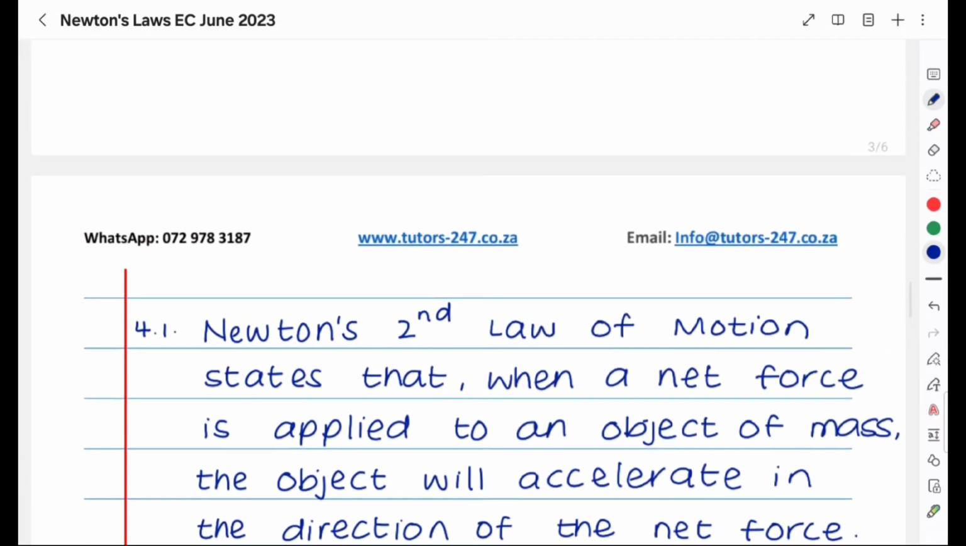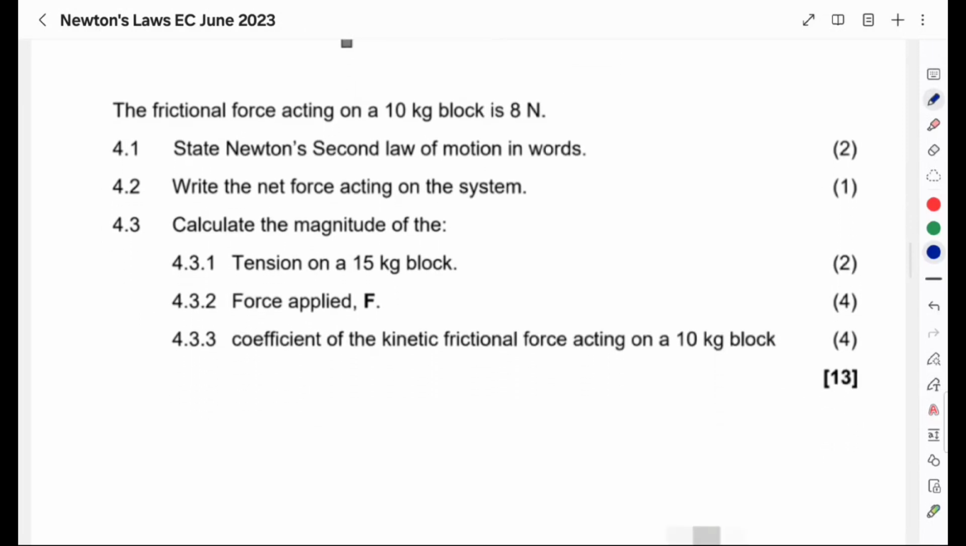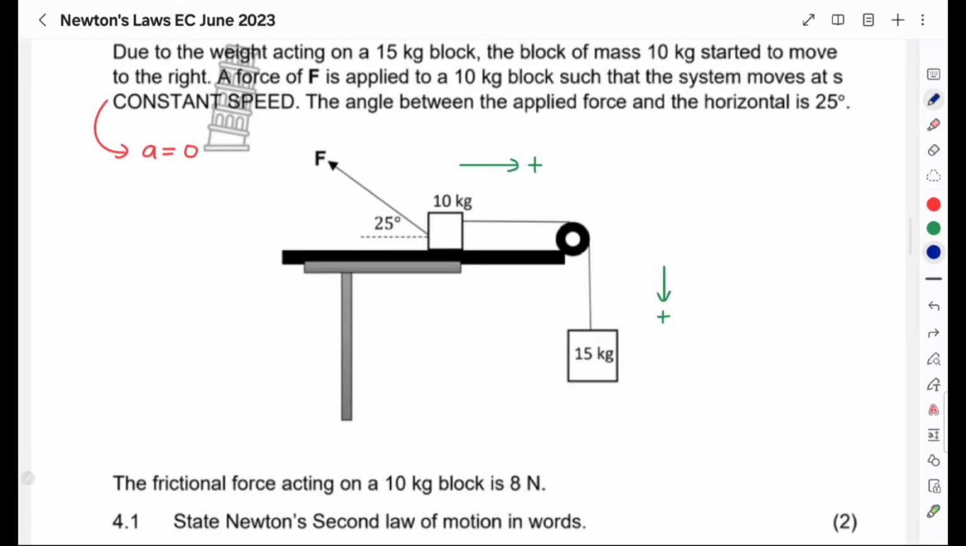Now, let us have a look at question 4.3. Calculate the magnitude. Magnitude implies that we do not need to include a direction. So calculate the magnitude of the tension on a 15 kg block. So the 15 kg block is the one that moves vertically. We've got two forces acting on this 15 kg block. That is Fg acting down and tension acting up.